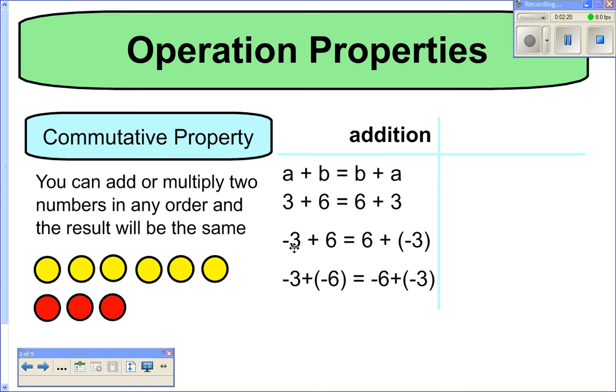It doesn't matter whether we started with negative 3 and we added 6, or if we started with 6, in this case these chips, and we added 3 negatives, the result would still be positive 3.